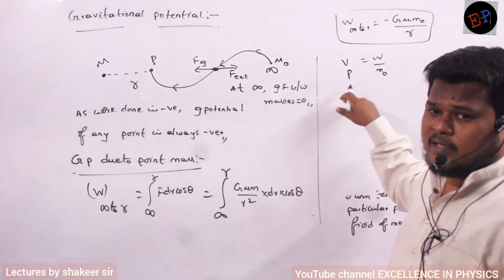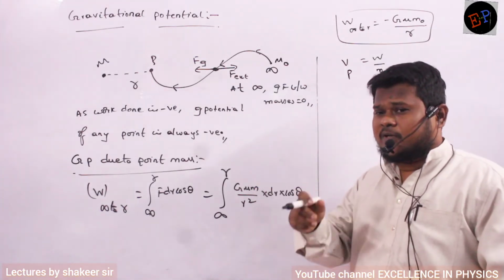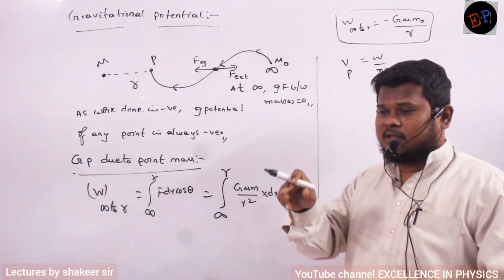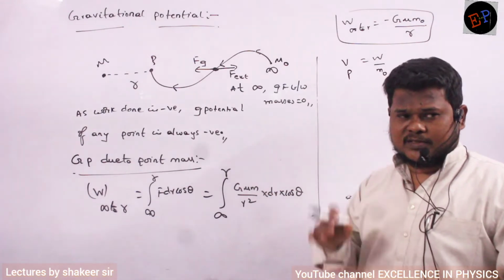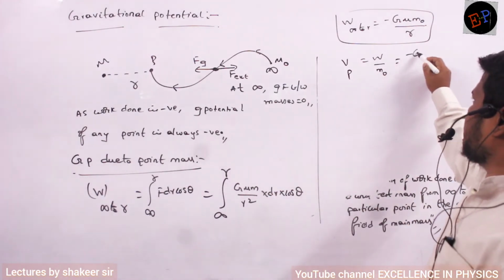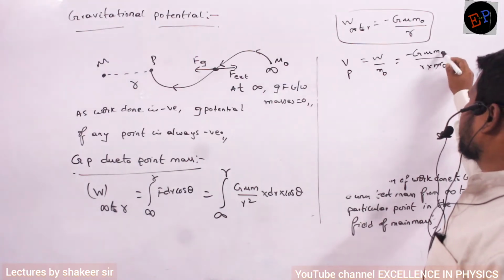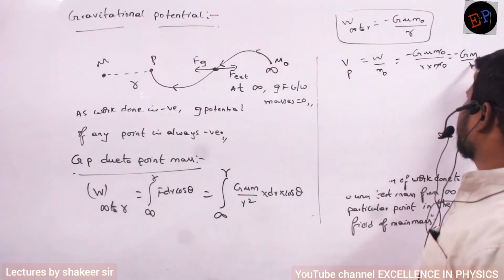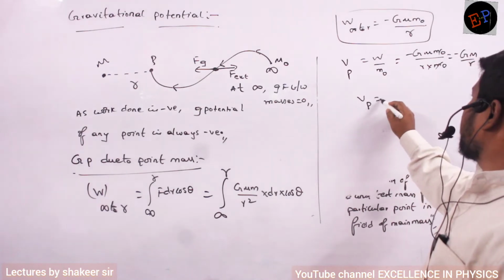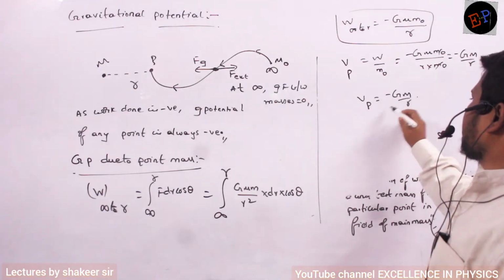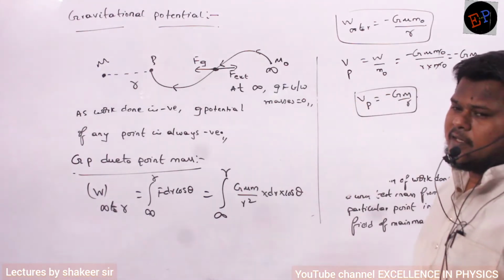Same equation we write in electrostatics also. Work done per unit charge, there we write. Here work done per unit mass is what we write. Clear? So work done, minus G M m naught divided by r, divided by m naught. So it is equal to minus GM divided by r. So this is the gravitational potential at a point because of any mass.